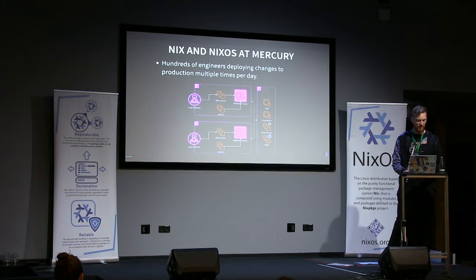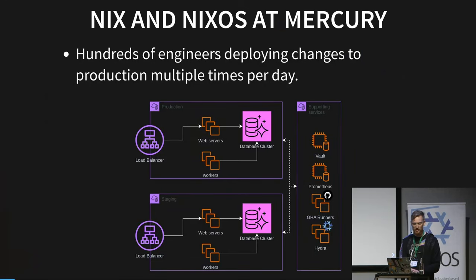at Mercury at scale. So just for some context, Mercury is a financial services company in the US providing bank accounts for startups. And it's a big Haskell app that hundreds of engineers work on, which is deployed to stateless application servers running NixOS that connect to a database. We have a bunch of stateful supporting services like Vault, Prometheus. We also have GitHub Actions Runners, a Hydra build farm.